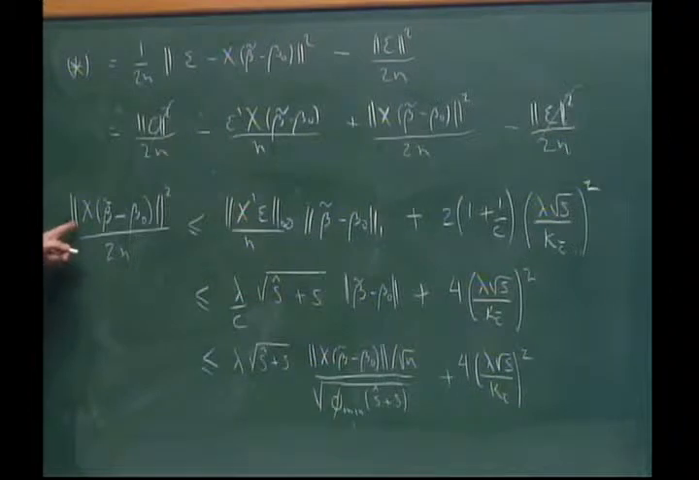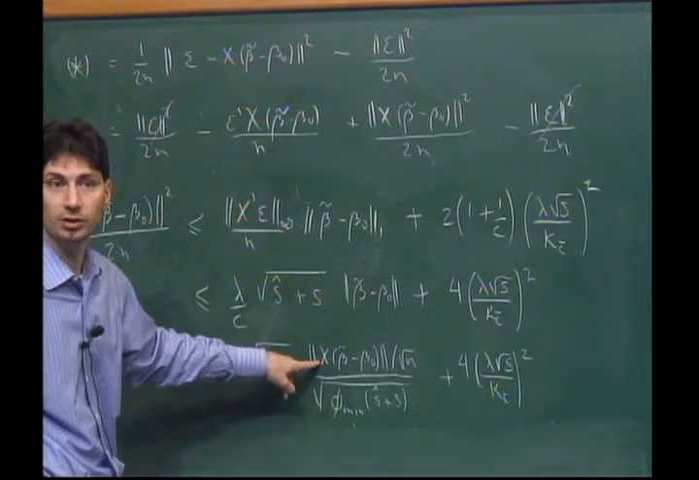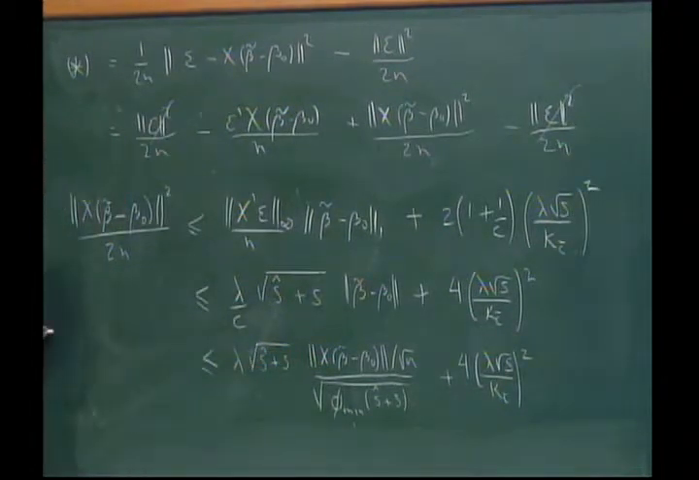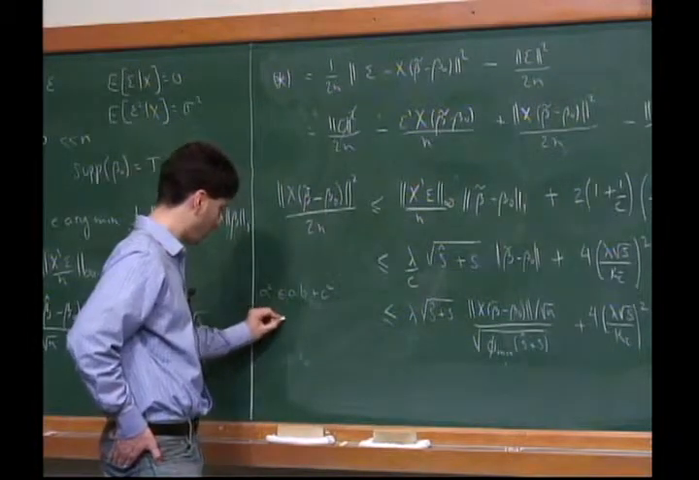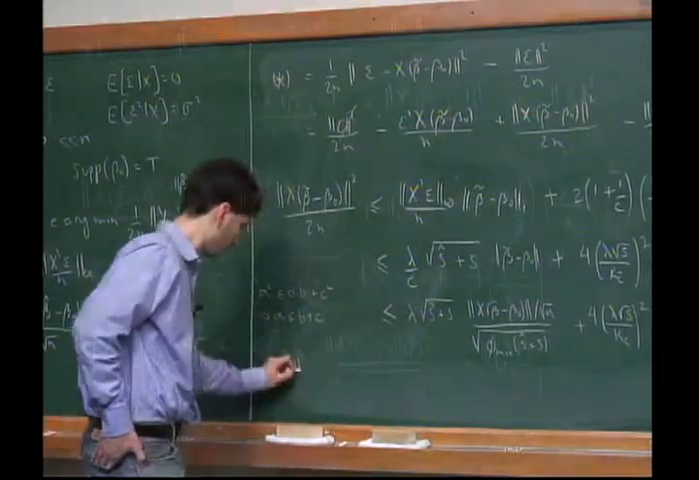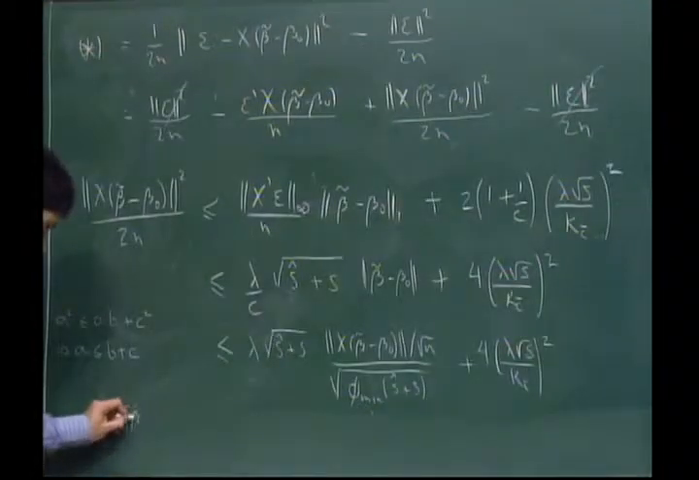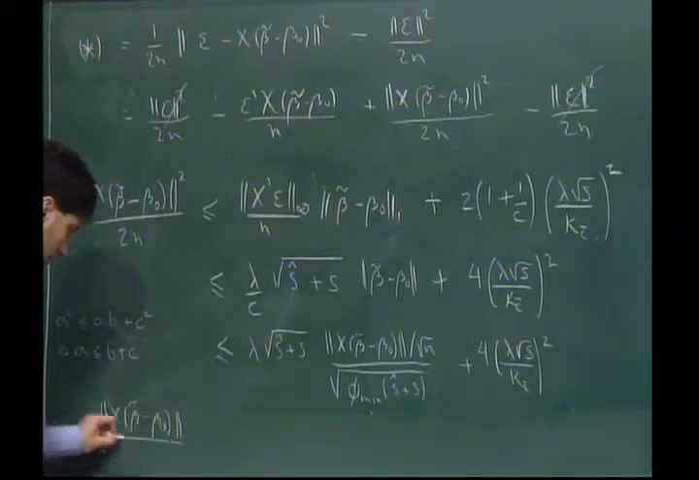So essentially, I have this piece here, the square root of it is on the other side. So just using that a square is less than or equal to a times b plus c square, that implies, for positive numbers, that a is less than or equal to b plus c. So we get x beta tilde minus beta naught divided by square root n.